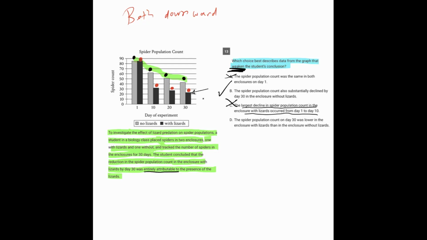But we're looking to disprove the idea that only the lizards were responsible for the reduction in the spider count. And so answer choice B is very good because, once again, it's proving to us that something else is eating the spiders, because in the enclosure without lizards, the population did go down. And so the answer here is B.